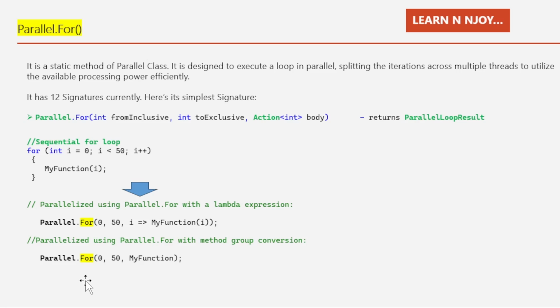Okay, so now you have understood how we are going to use Parallel.For in both ways, whether it is going with the lambda expression or going with the method group conversion. So let's switch to Visual Studio and see all these things in action.